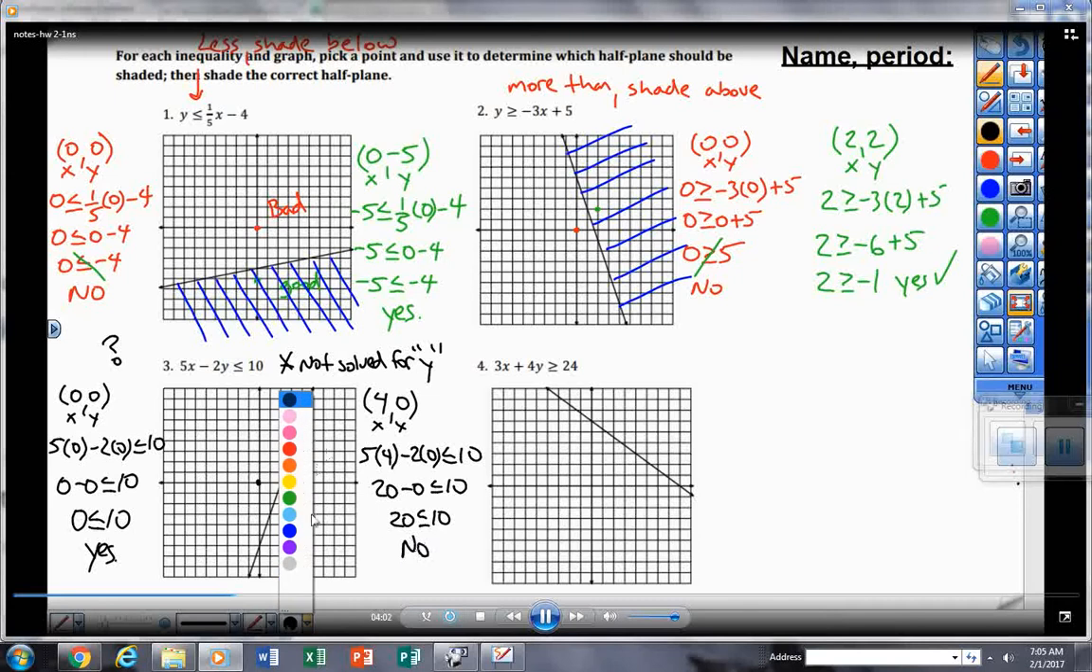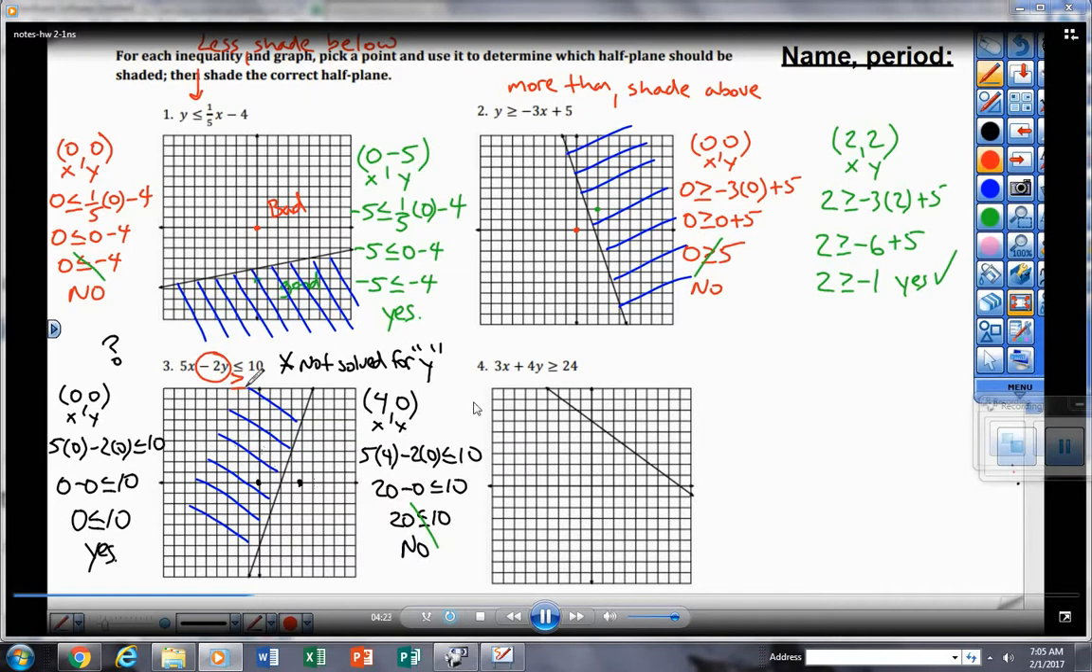I know all these points over here will give me false statements, which means the shaded zone will be above. If I were to solve this for y, my last step would involve dividing by negative 2. That would flip my inequality to the more than direction. So yes, that is accurate.